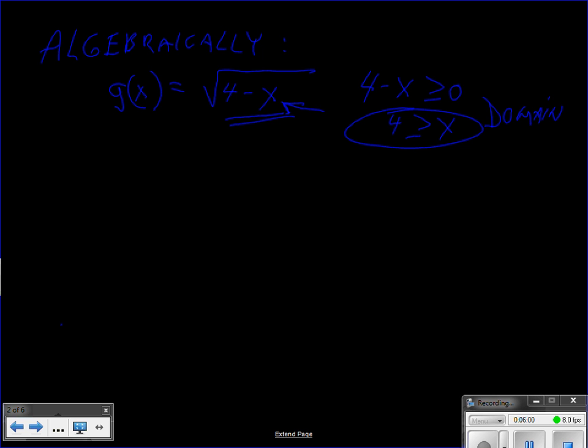Maybe more properly, I might say x is less than 4, greater than negative infinity. Okay, there is my domain. So anyway, here's an algebraic representation of a function. Also might get a graphical representation.